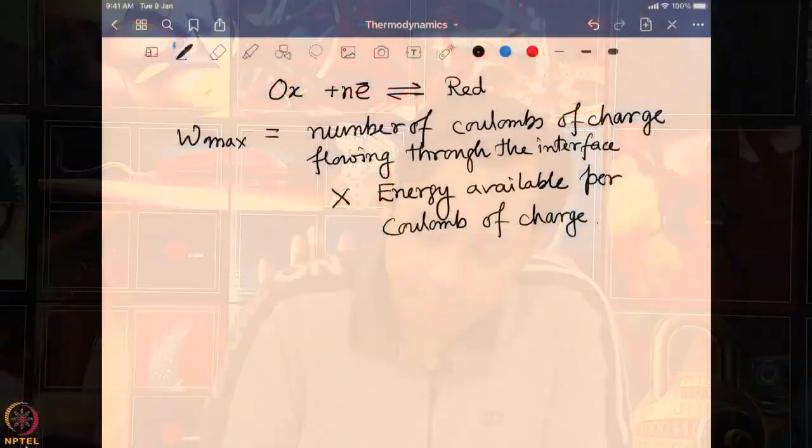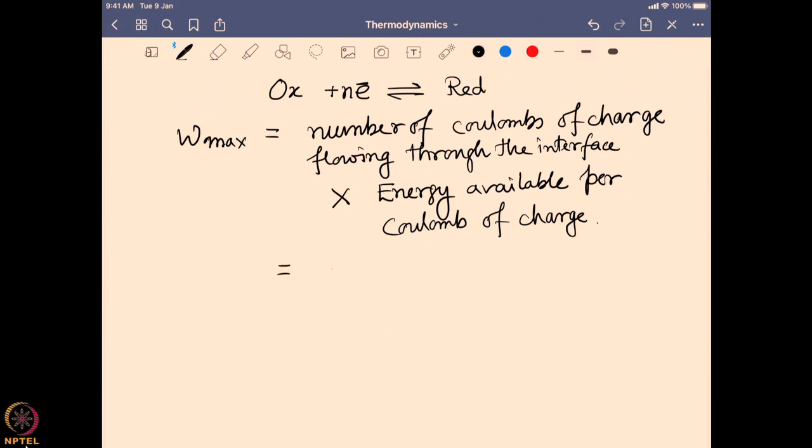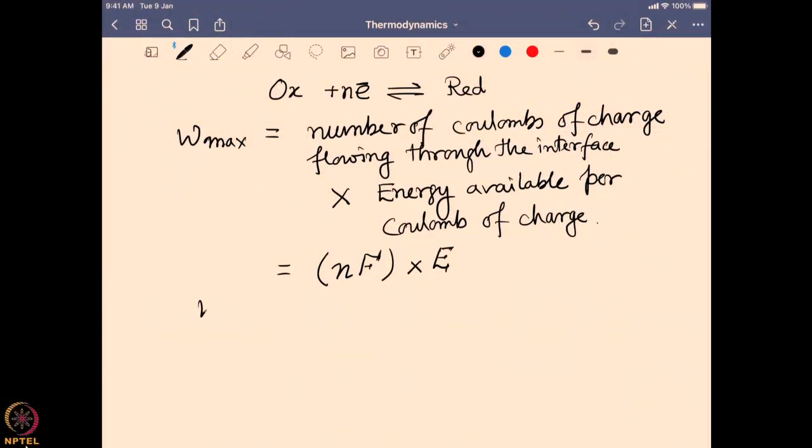So the number of coulombs transforming over there is equal to n, the number of electrons involved, times Faraday. Faraday is the unit which is equivalent to 96485 coulombs. So that gives us the overall charge flowing, into the energy available per coulomb of charge, which is nothing but the E, the electromotive force that we have discussed in the initial part, which is the difference between the anodic and cathodic sections. That is the overall energy available for this particular reaction to happen for one unit of charge, and it is doing this for nF units of charge, so it all multiplies together to nFE. So the overall maximum work doable in this system is nFE.